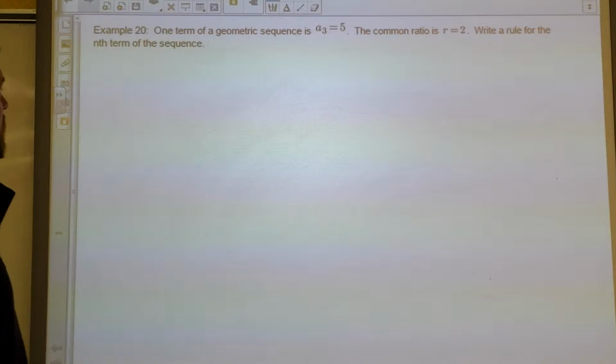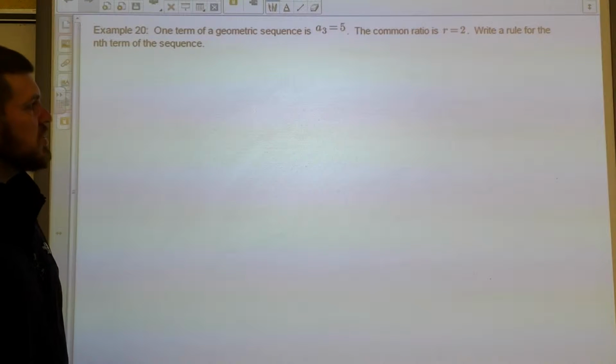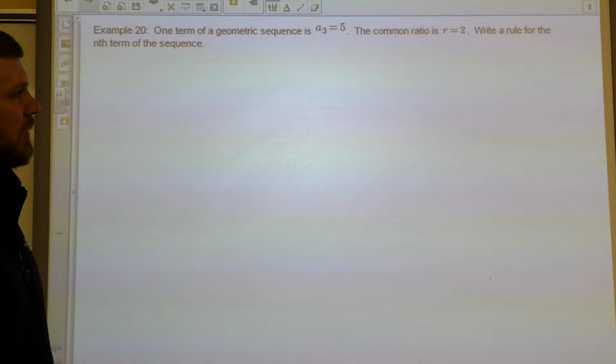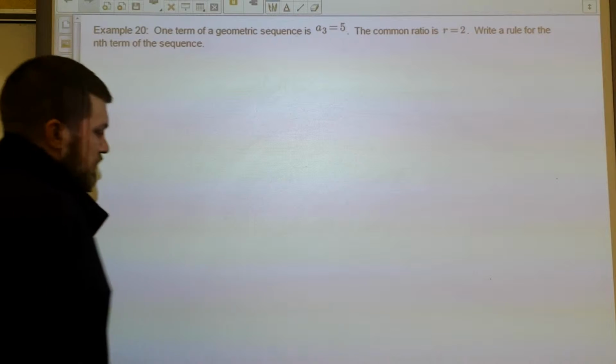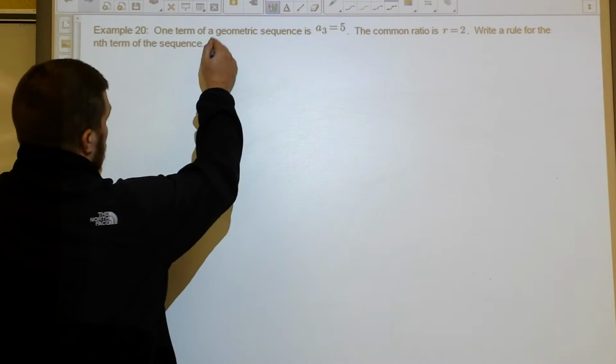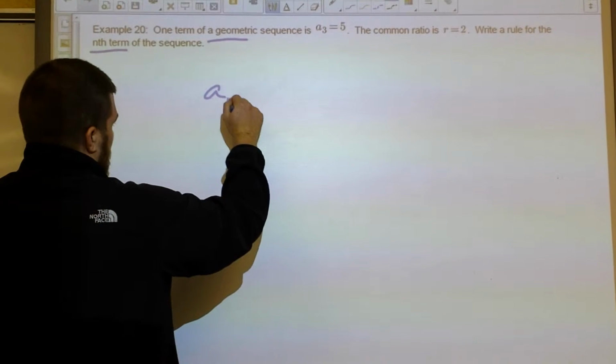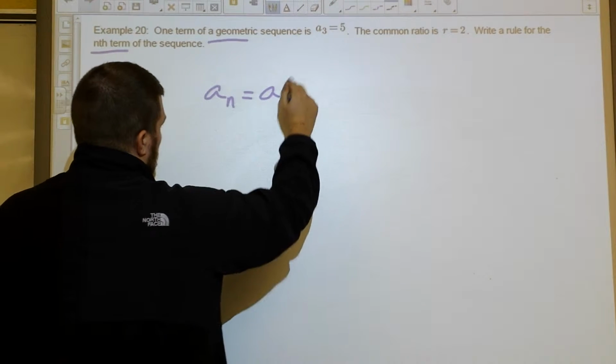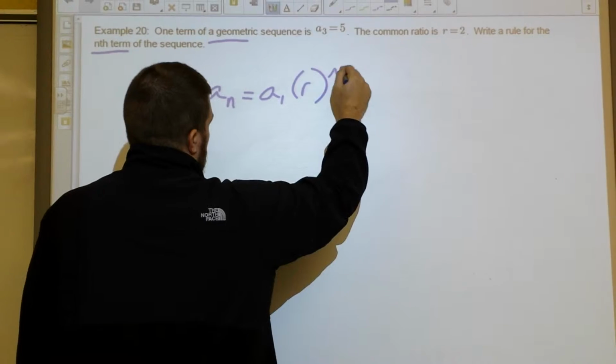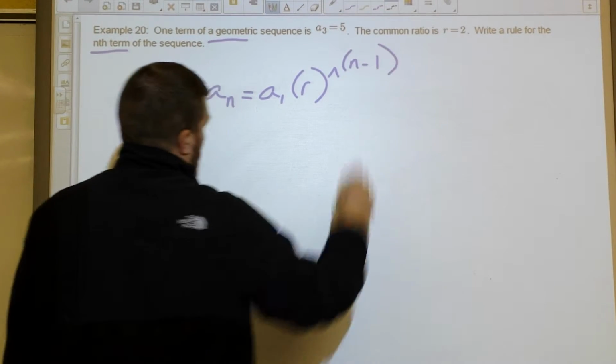This is example 20. So one term of a geometric sequence, it's actually in the 3rd position. We know that's 5. We also know that the common ratio is 2, and now we want to write a rule for the nth term of the sequence. Well, since we know that it's geometric, we know that the nth term is given by a sub n equals a sub 1 times r to the n minus 1 power.